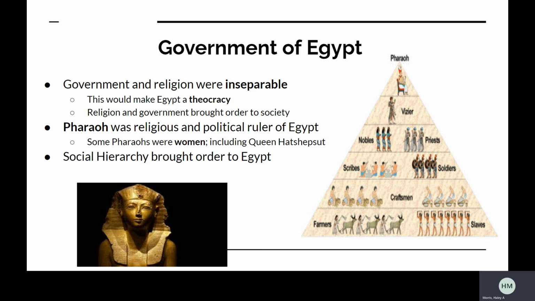Religion and government brought order to society, so that is how they were able to keep order in their civilization. The pharaoh was a religious and a political ruler of Egypt. And some pharaohs were women. They did have female pharaohs. A lot of the times people think of ancient civilizations as having only male leaders, but there were female leaders. This includes Queen Hatshepsut.